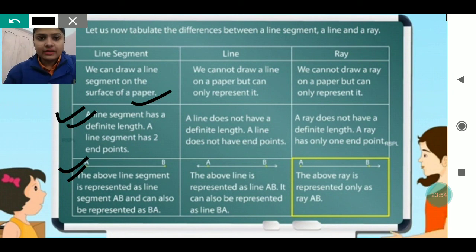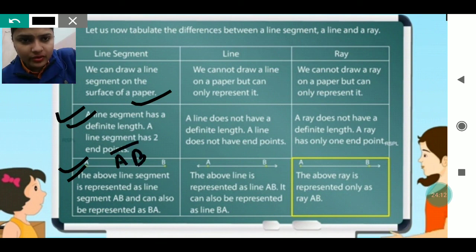The above line segment is represented as line segment AB and can also be represented as BA. It means in both ways you can read it. Either you read AB, or you can read BA also. And how is it represented? It is a line segment, so you will put one dash upside. This is the symbol.